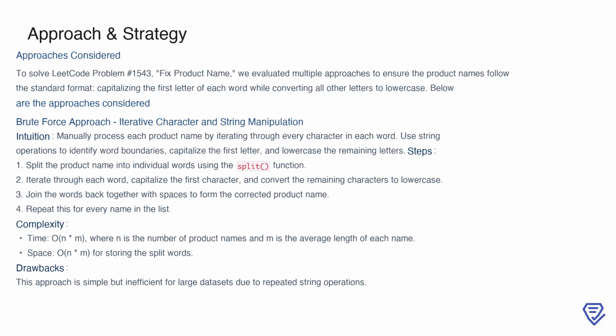While this method is straightforward, it has some drawbacks, particularly its inefficiency with large datasets due to the repeated string operations. The time complexity here is O(n*m), where n is the number of product names, and m is the average length of each name. Additionally, it requires O(n*m) space to store the split words. Although simple, this approach is not the most optimal for scenarios involving large-scale data processing.